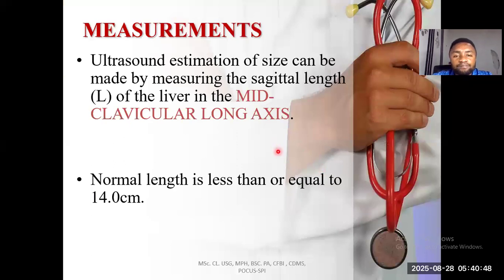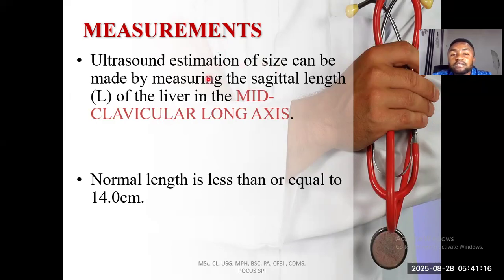Now, measurement. Ultrasound estimation of size can be made by measuring the sagittal length of the liver. Have we done this already? It seems I've taught some people recently, or it's not you. Okay, all right, let's continue.